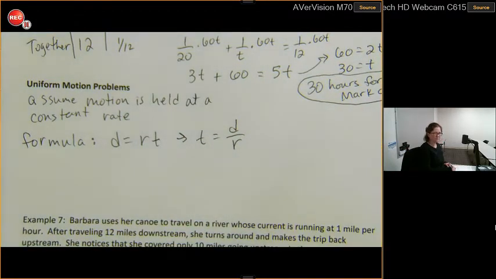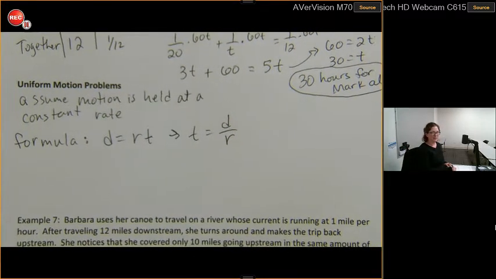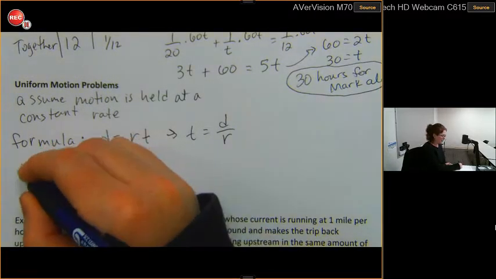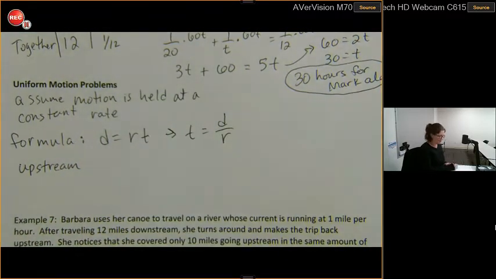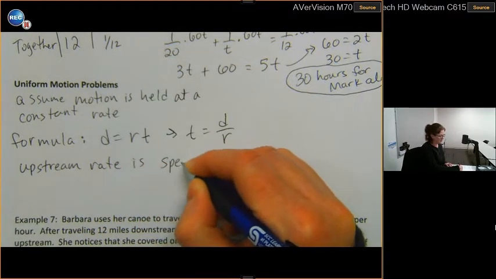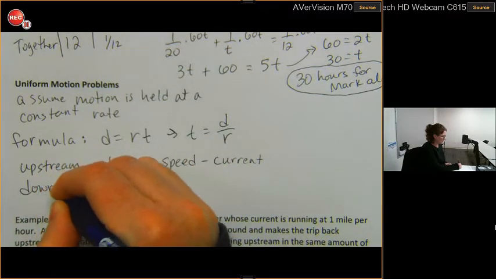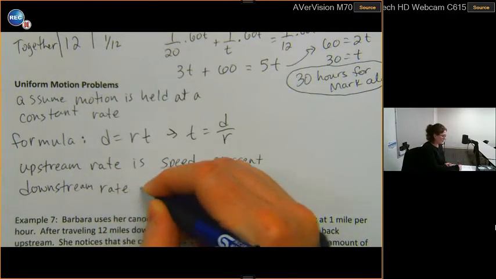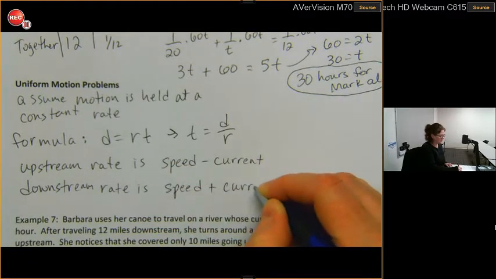over rate. Also in uniform motion, we frequently deal with currents, whether it be wind or water. And when you are going upstream, the current is working against you. So the rate is the speed minus the current. When you are going downstream, the current is working with you. So the rate is speed plus current.